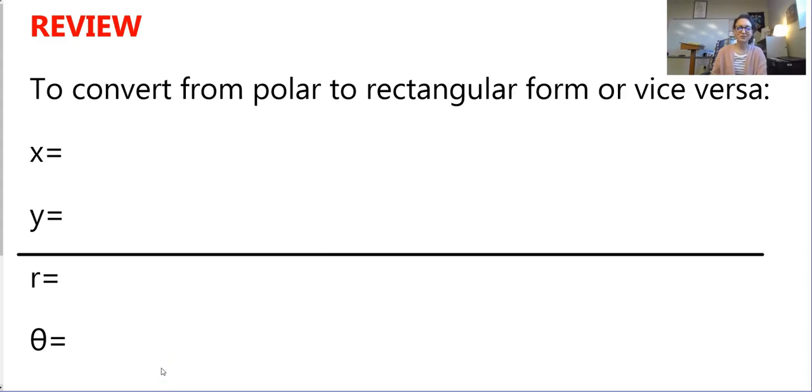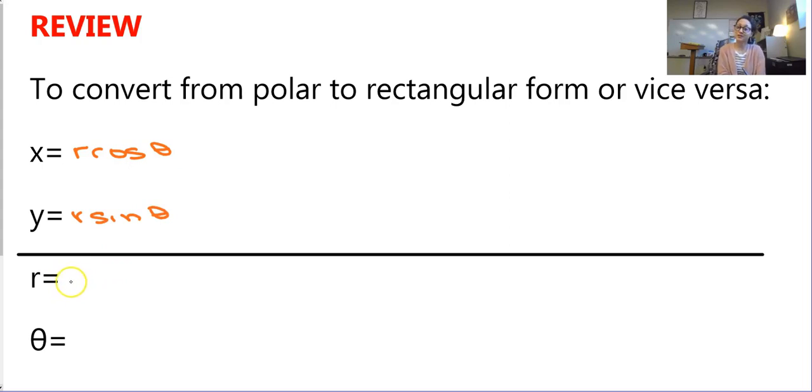Okay, so just a bit of a review. If we want to convert from polar to rectangular or vice versa, like let's say I give you r and theta and you want to find x and y. Well, to find x, you're going to do r times cosine of theta. To find y, you're going to do r times sine of theta, right?